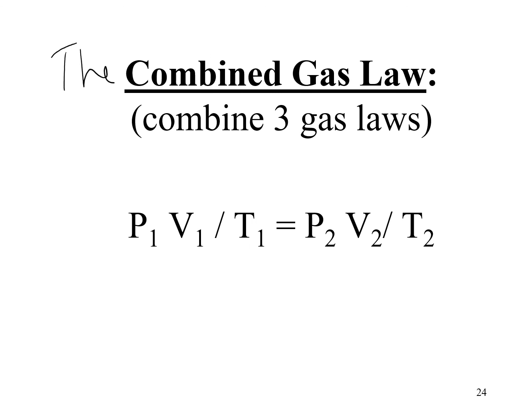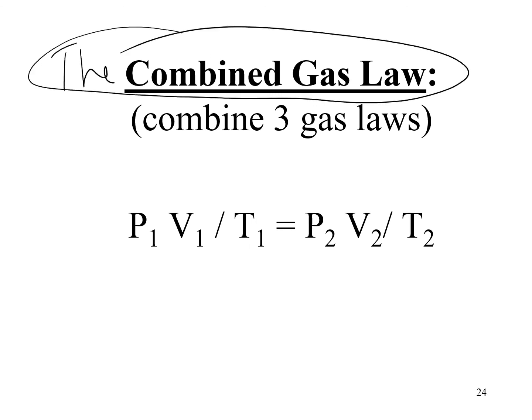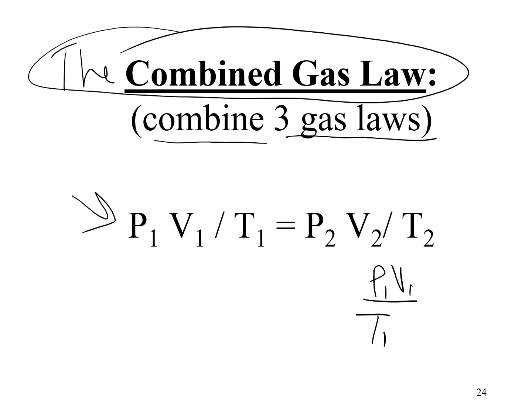The combined gas law is the combination of the 3 gas laws we just learned. This is the formula for your combined gas law. I'm going to rewrite it here so it's a little easier to see the fraction format instead of the diagonal line. So it's P1 times V1 divided by T1, P2 times V2 divided by T2.